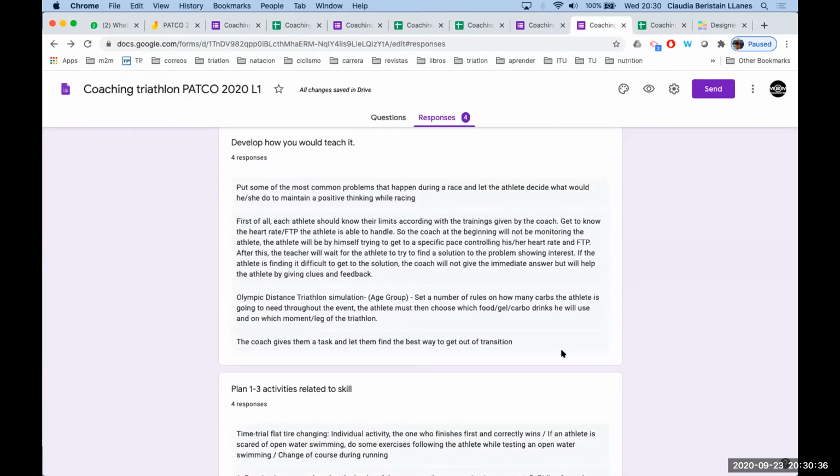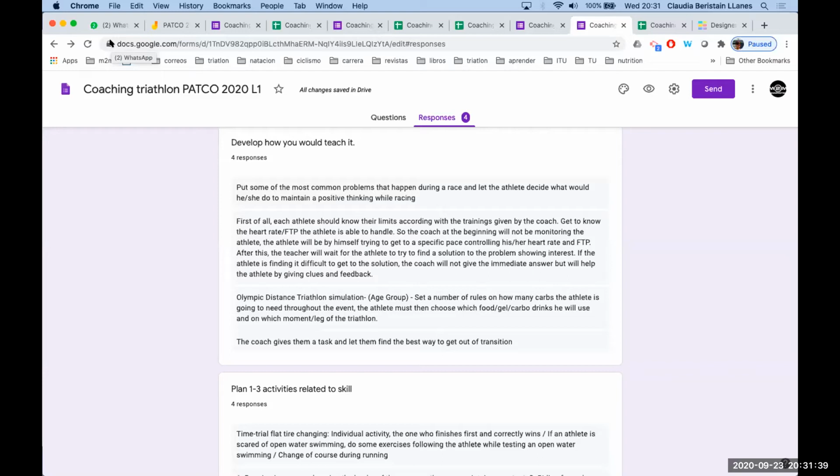Scroll down. Thank you. Well, the idea is that the most common problem that happens during the race is that the athlete starts very hard, and the problem is that at the end of the competition you are completely exhausted, and then you can't complete the competition in good shape. That's the idea. Then during the trainings we have to tell the athlete how he can know his FTP and how to handle it, monitoring all his FTP himself to know how to do it.